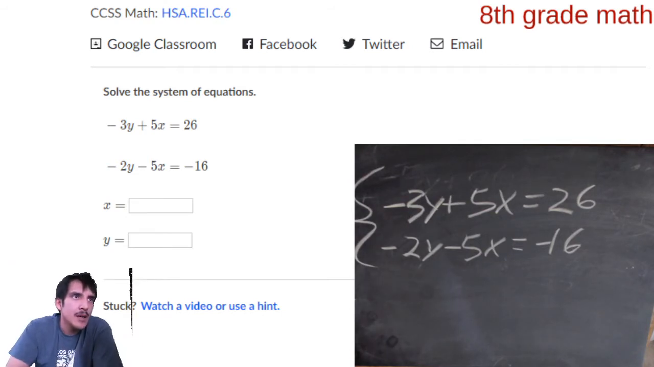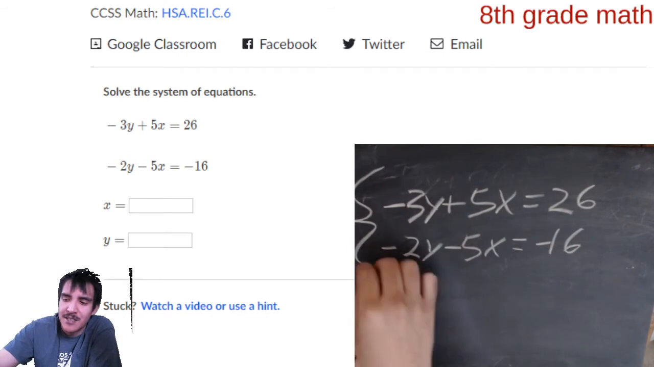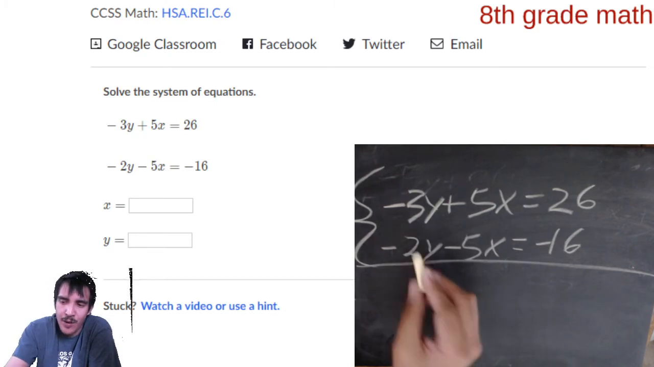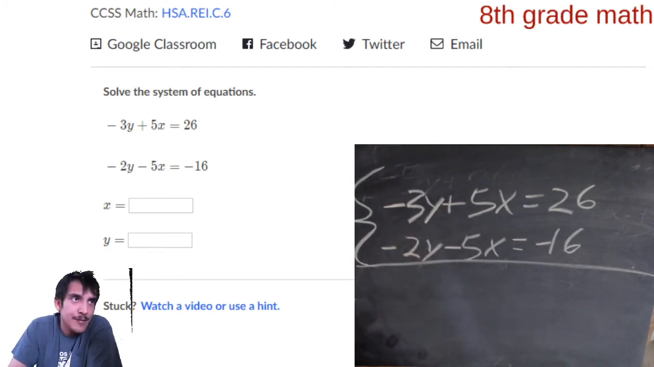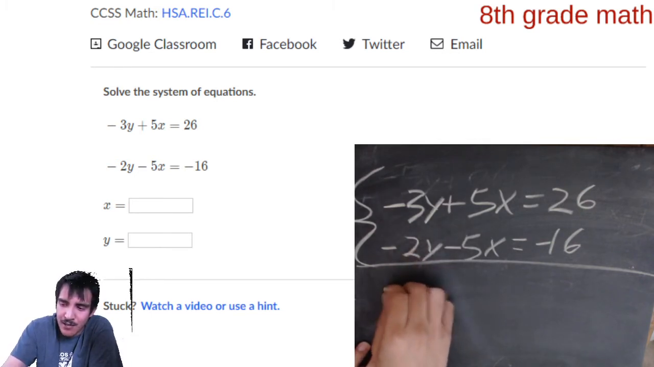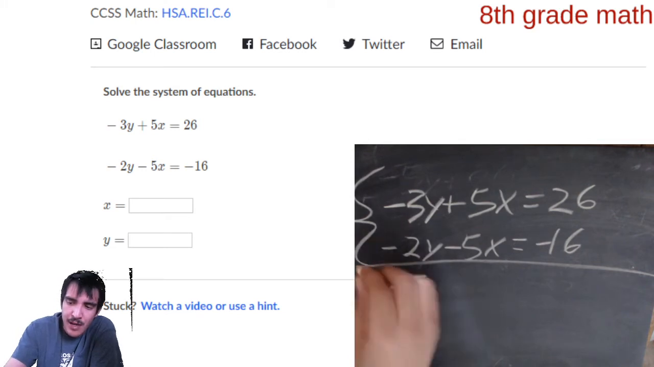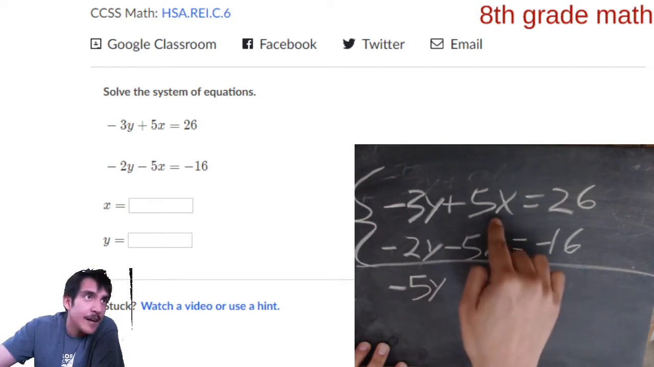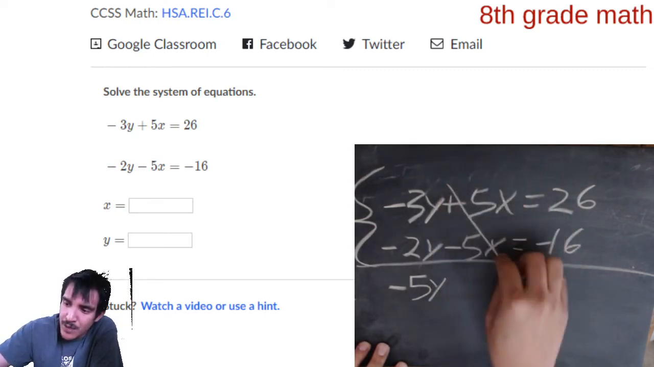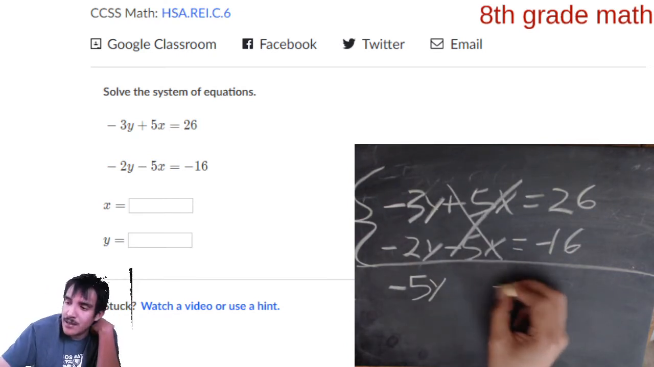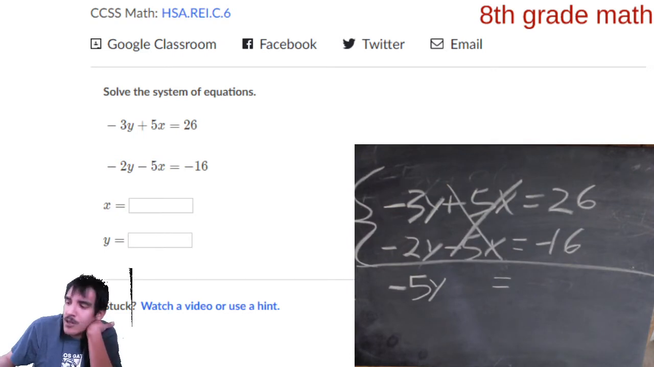So yeah, we have opposite x's. So once you have opposite any variable, you can go ahead and add everything. So negative 3y plus negative 2y. If you combine two negatives, negative 3 plus negative 2, that's going to get you an extra large negative because we are adding them. So you get negative 5y. Here you have plus 5x minus 5x. Those will be equaling 0. Okay? And then 26 plus negative 16, well, that's like subtracting. You just get 10. Okay?